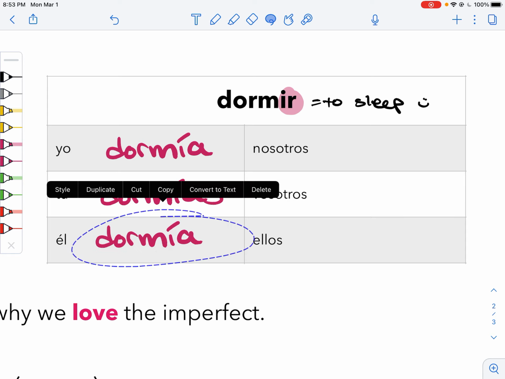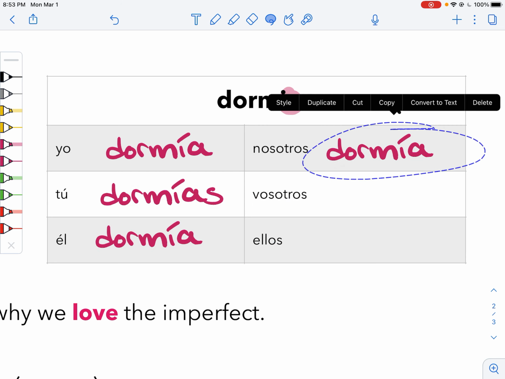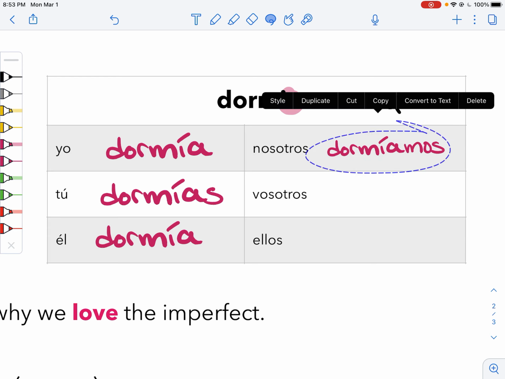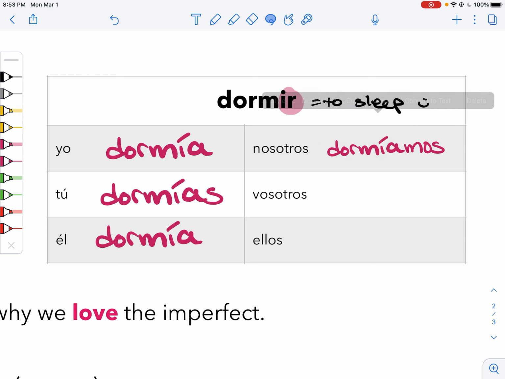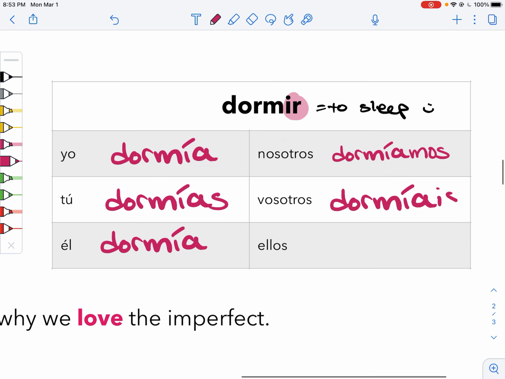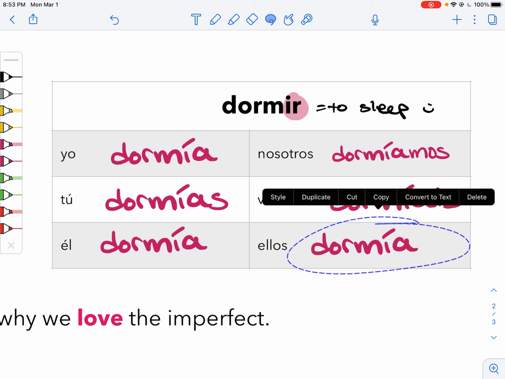Dormías. He used to sleep. Dormía. We used to sleep. Dormíamos. That's not the guy from Doctor Strange. Anyway, dormíais and dormían. They used to sleep.